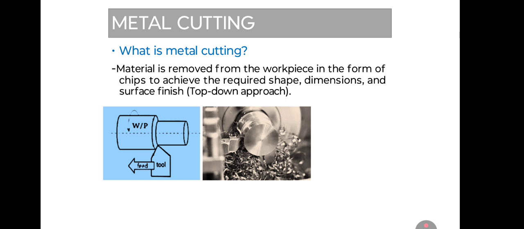So in metal cutting operations, say a raw material is provided to us in the form of some metal bar or metal block, and from that block we need to create a particular shape, of particular dimension, and the surface should have a particular surface finish. We achieve that through metal cutting operation by removing material in the form of chips.